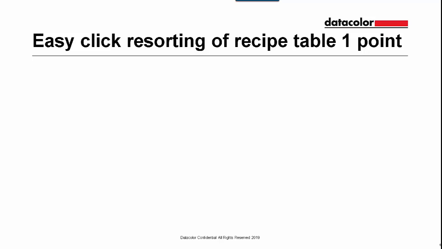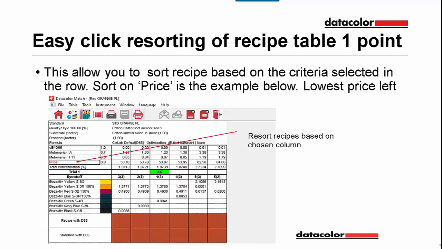The next option is easy click resorting of the recipe table, and this option is worth 1 feature point. This allows you to sort recipes based on the criteria selected in the row. Sort on price is the example below. The lowest price recipe is on the left and gets increasingly higher as it moves to the right.